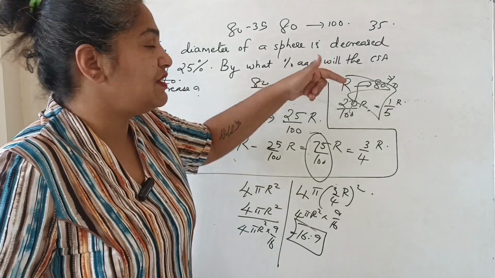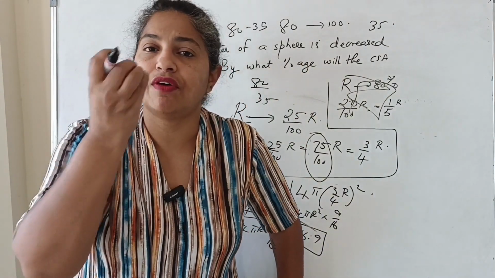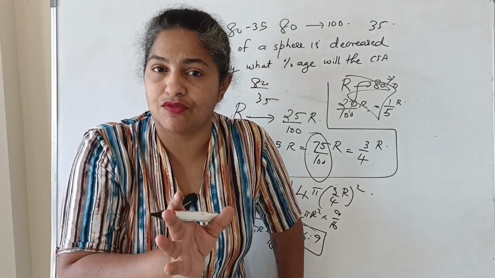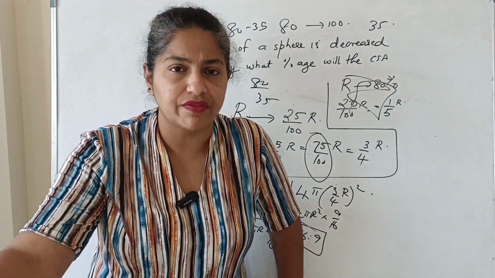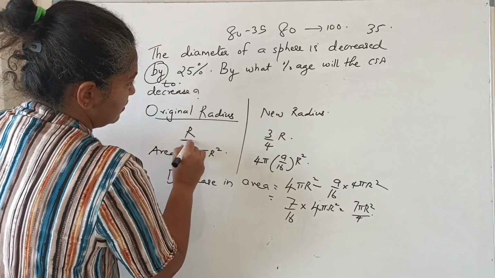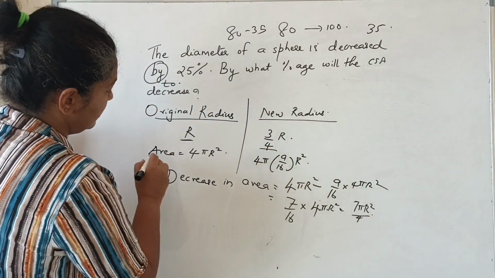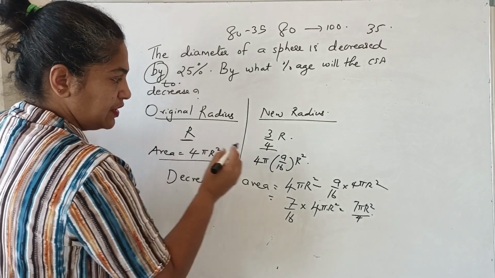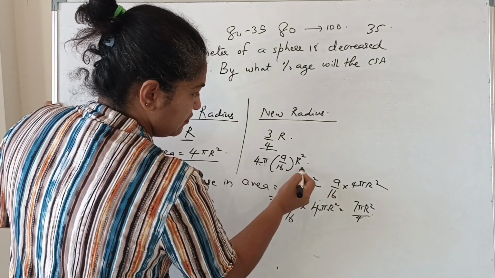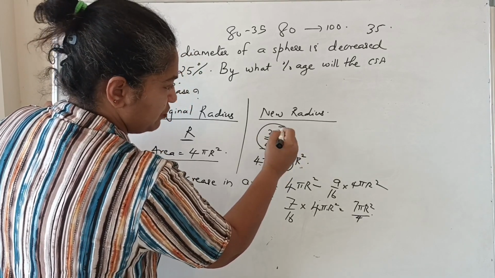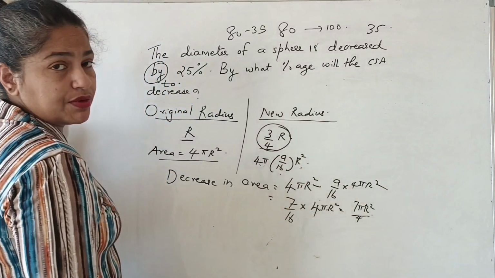By what percentage will the CSA reduce means you need to find the old area. You need to find the new area. Subtract them first. So let us see what we are getting. Original radius is R. The new radius is 3 by 4R. You know how to find it out. Area is 4 pi R square. Here my area is 4 pi R square. So my R has actually become 3 by 4R. When I am squaring it, I get 9 by 16 R square.